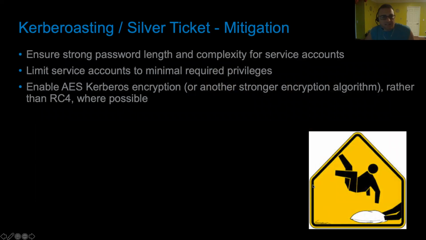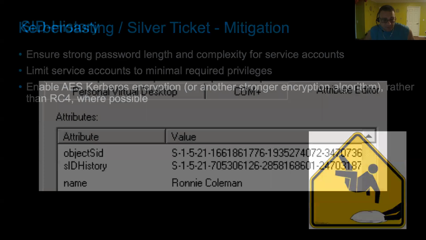In order to mitigate the Kerberos silver ticket attack, you want to ensure that you have strong password lengths and complexity for service accounts. You want to make sure that you limit service accounts to minimal required privileges, so if someone gets a hold of that service account, you limit the impact. And you want to enable AES Kerberos encryption rather than RC4 where possible because it is stronger encryption.